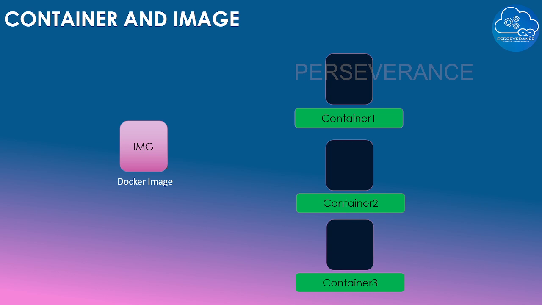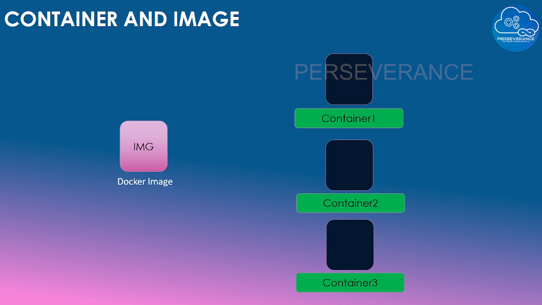So let's now understand the difference between a container and an image. Basically, what is a Docker image? An image is nothing but a template for a container. I can also call it a blueprint for a container.